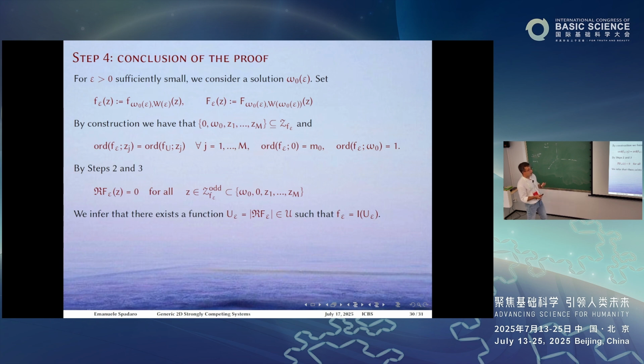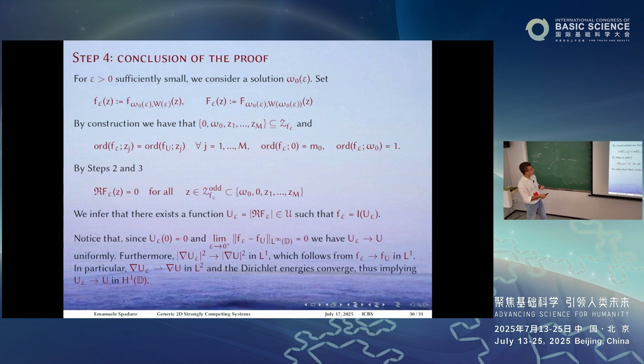And since we are integrating a small perturbation of the Hopf differential, the solution is close at infinity, but it's also close in W1 because the energies are continuous in this process to the Hopf solution. And this completes the idea of the proof.